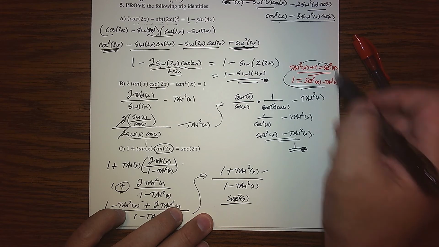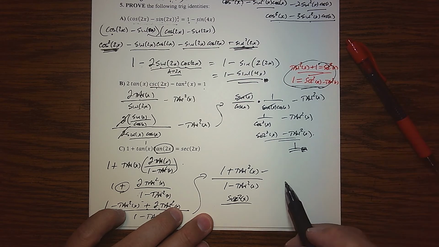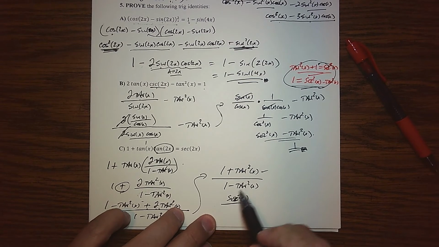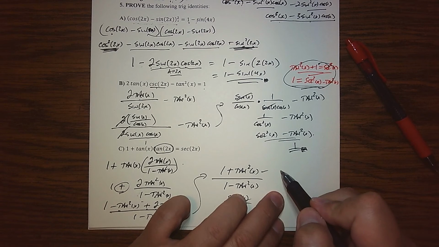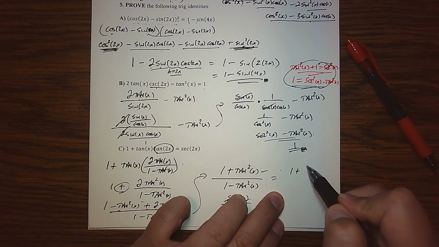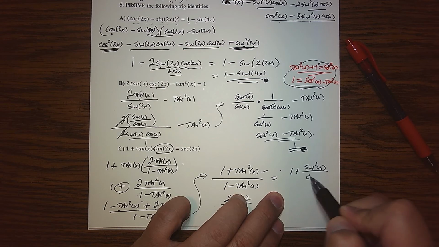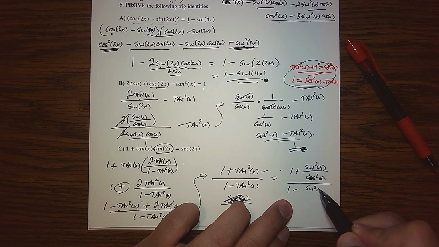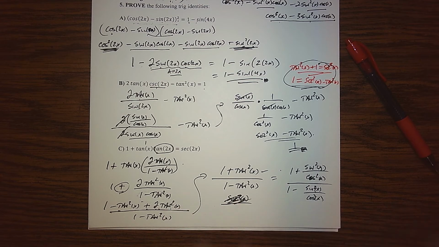If I come back to here, well, let's do this. Let's go ahead and rewrite everything in terms of its sines and cosines. So this is 1 plus sine squared x over cosine squared x all over 1 minus sine squared x over cosine squared x.